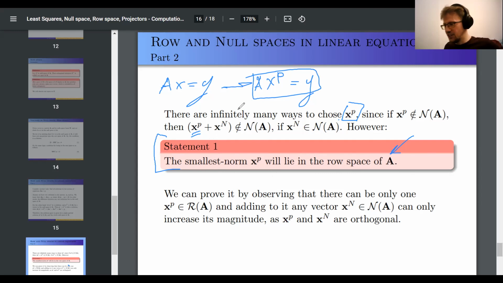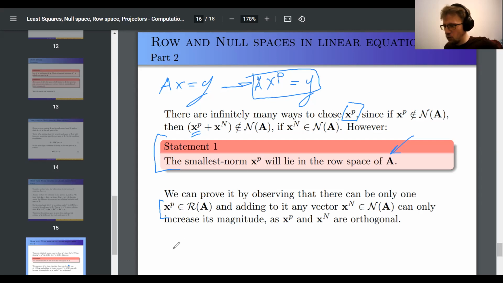And a lot of other consequences. But let me first prove this statement, because maybe you don't believe me, right? You don't have to believe me. It is algebra class. We have to prove everything. So we can prove it by observing that there can only be one solution in the row space.